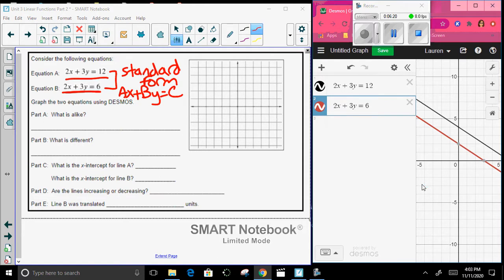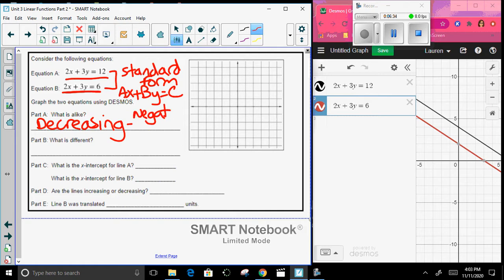So what's alike, what's different? What's alike? Well, if you notice, both of them are decreasing. So if they're both decreasing, what kind of slopes do they both have? They both have a negative slope. Well, let's dive further and actually look at their slopes.